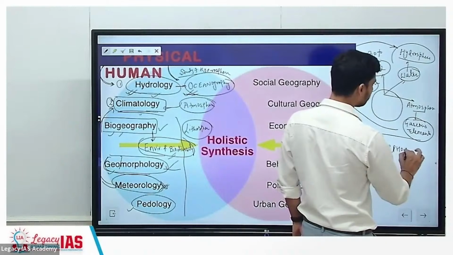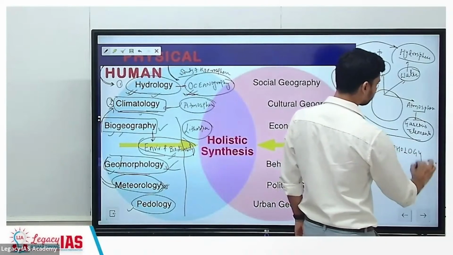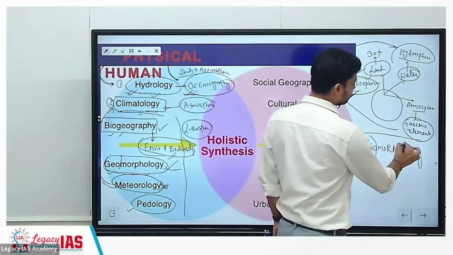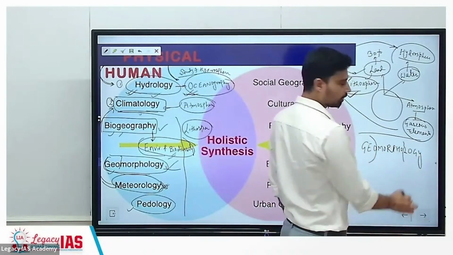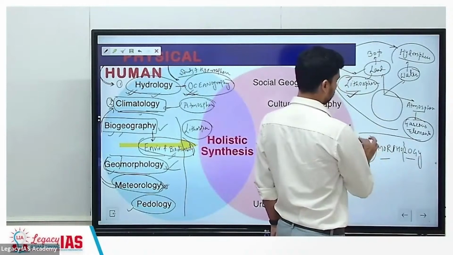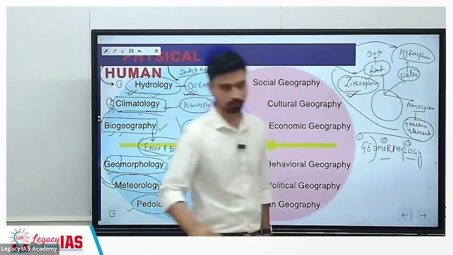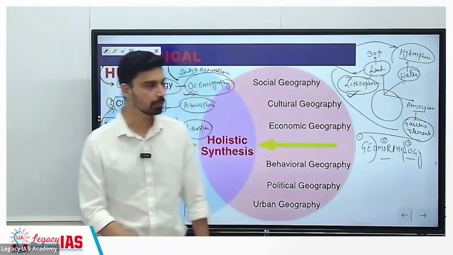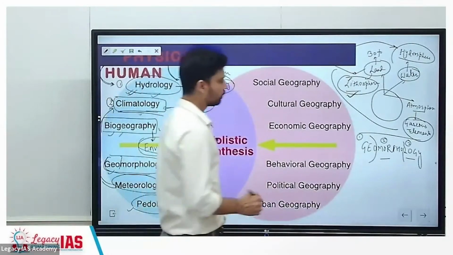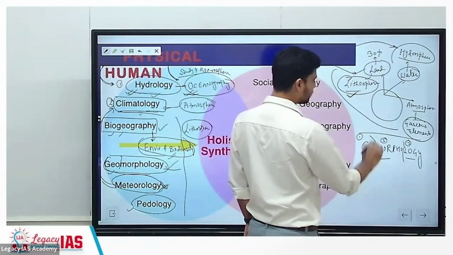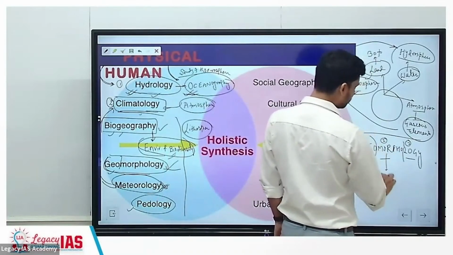Geomorphology is again made up of three root words. The first root word is geo, the second is morpho, and the third is logic. If you discuss each of these root words, it will become clear what geomorphology is. Geo we have discussed already. What does it mean? The earth. Morpho means what?